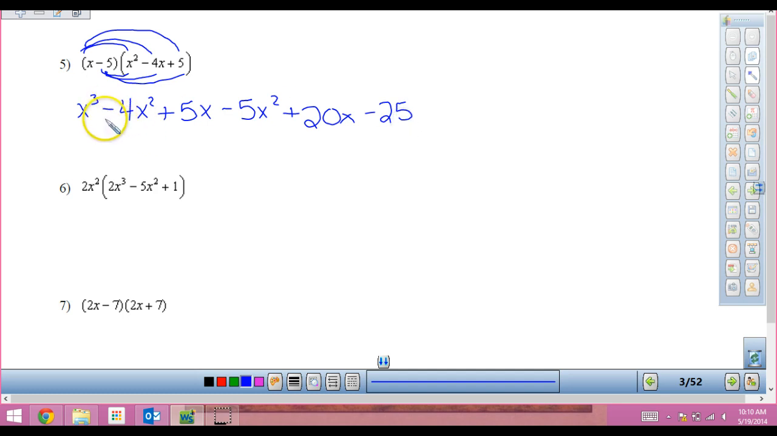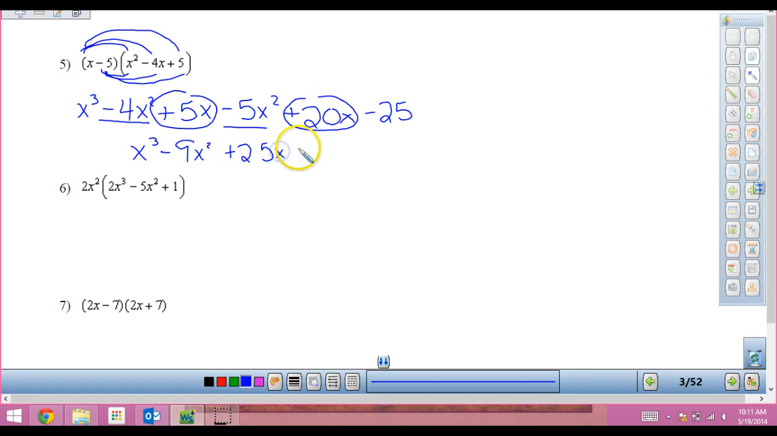So now we have to combine our x squareds. So we have x cubed minus 9x squared. Combine our x's. So we have plus 25x and minus 25.